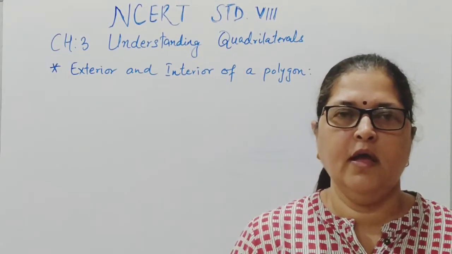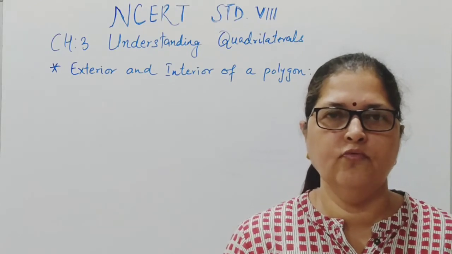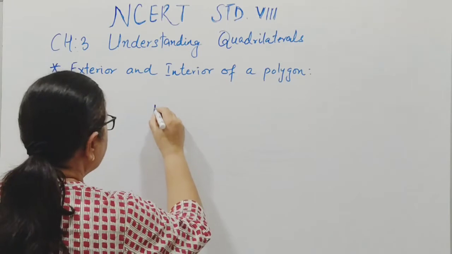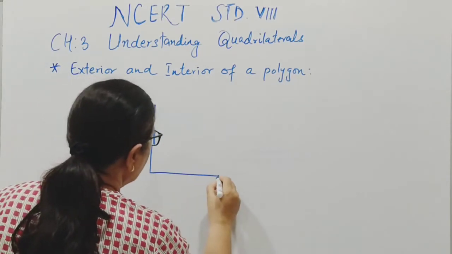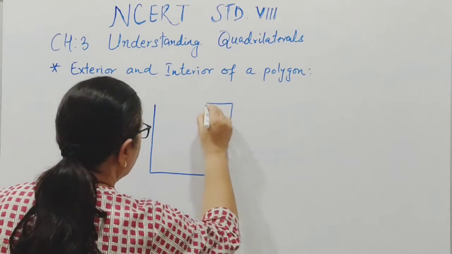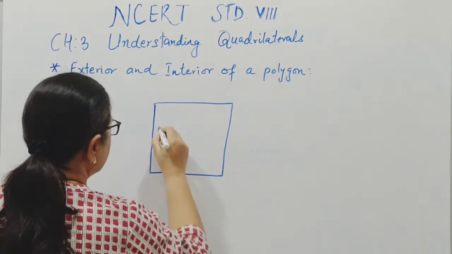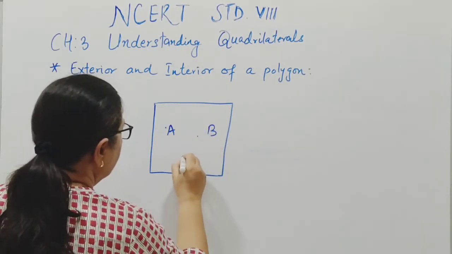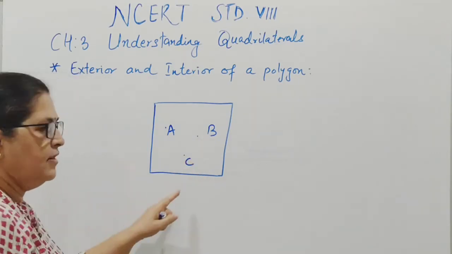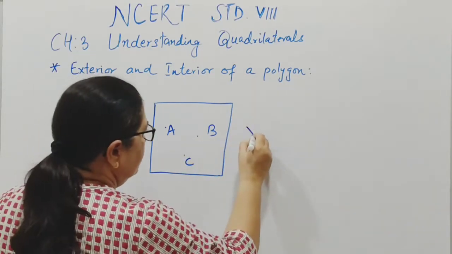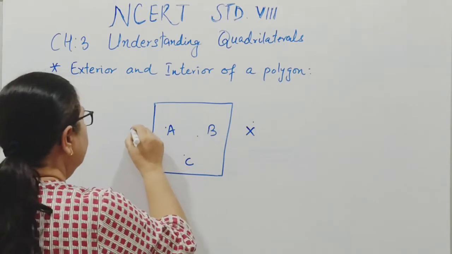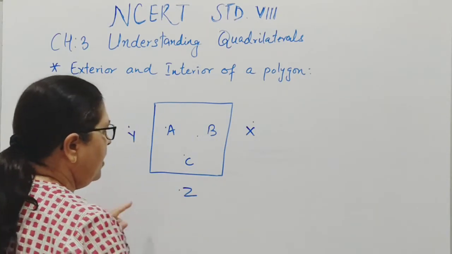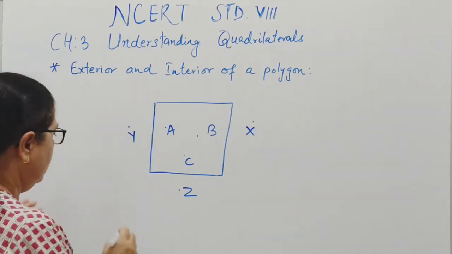Next, exterior and interior of a polygon. Here is a polygon. Points A, B, C are in the interior. Points X, Y and Z are in the exterior of the polygon.